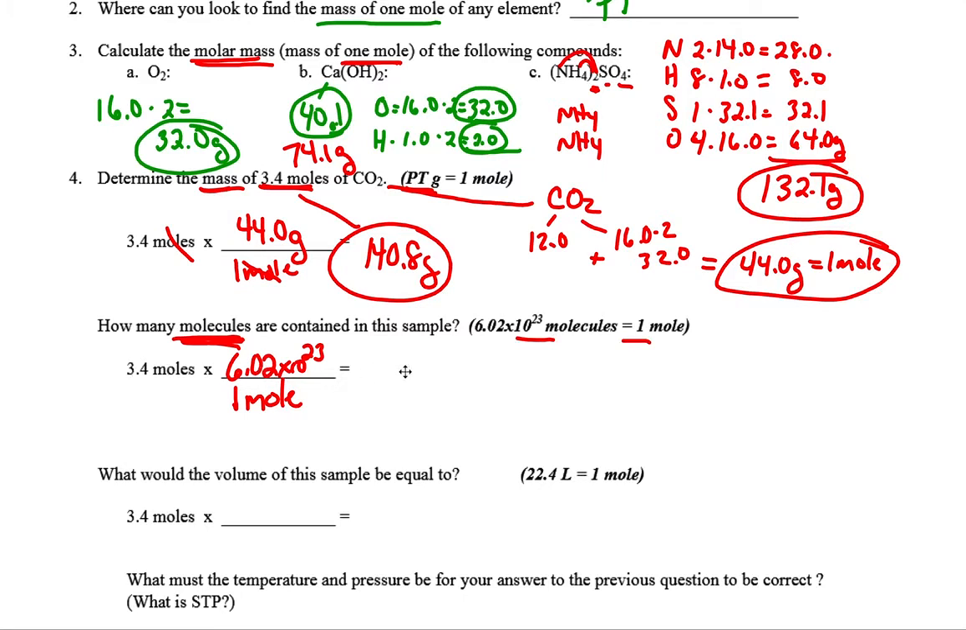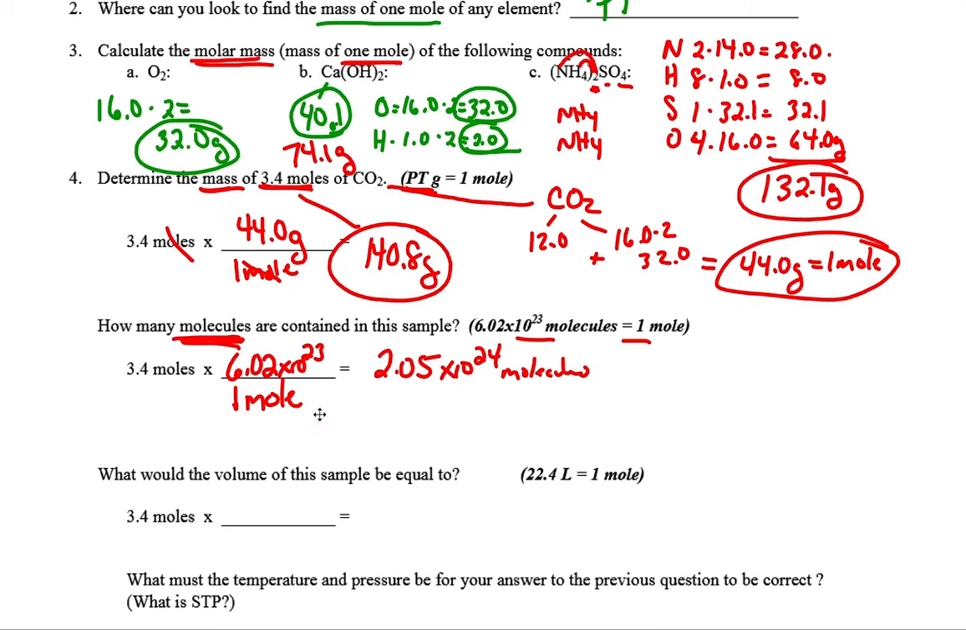So 3.4 times this, 2.05 times 10 to the 24th molecules. Remember, putting in scientific notation, never ever ever hit the times 10 button. It's EE, or second function EE.